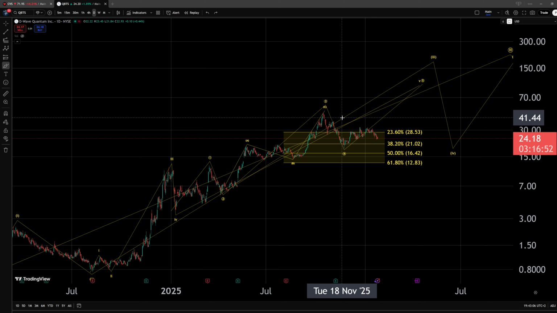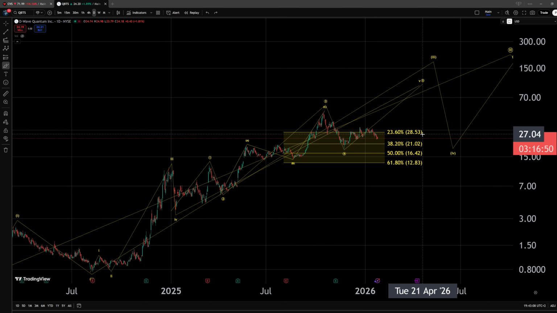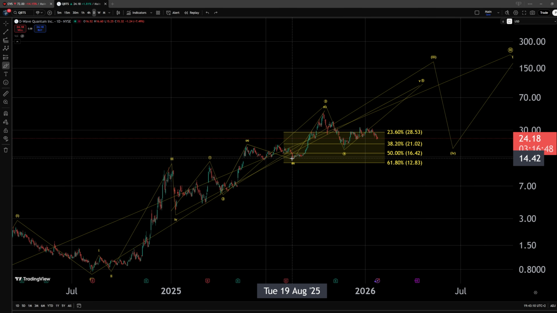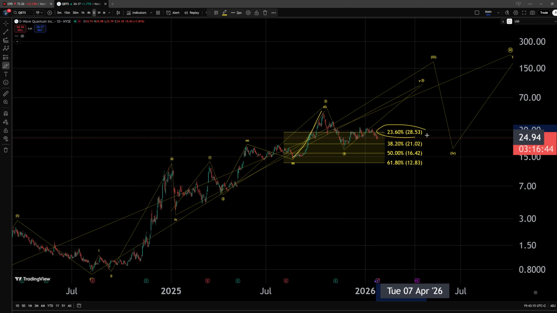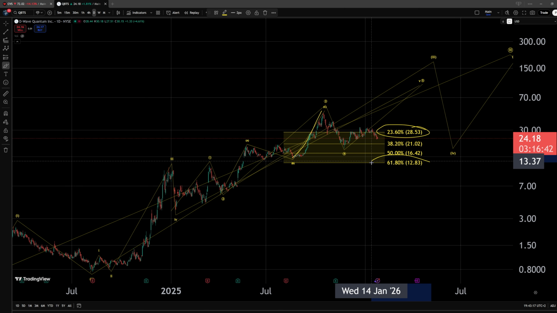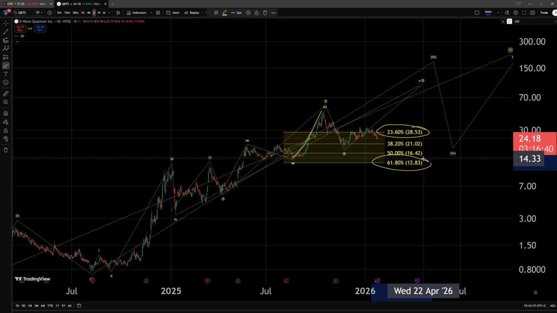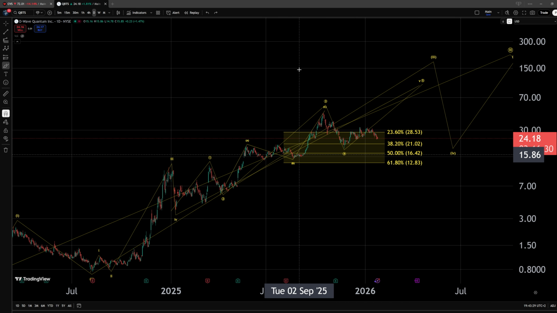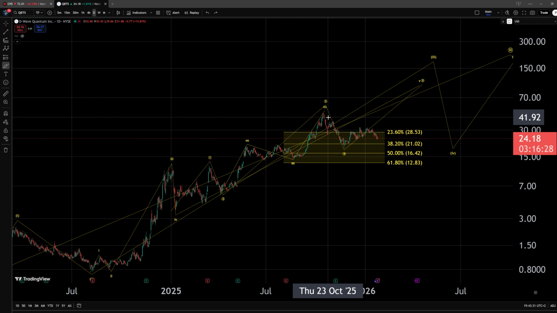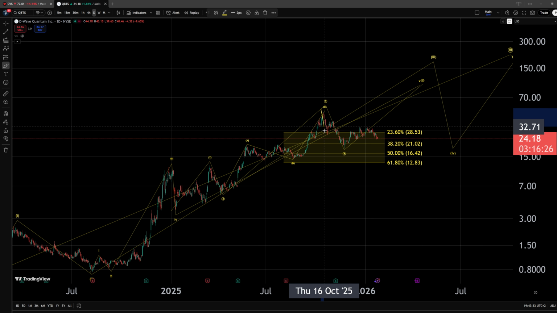For this wave 4, we provided the area of support for such a correction ever since we had a possible top within this wave C at the levels between the $28.5 all the way down to the $12.8 level. As long as we hold this area, technically we can continue to still track the fifth wave to form to the upside.